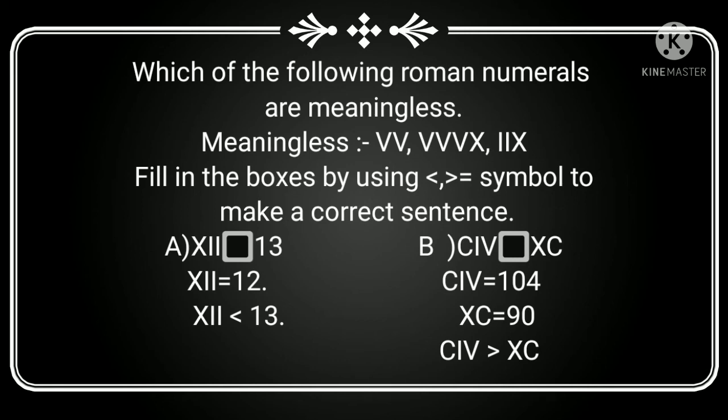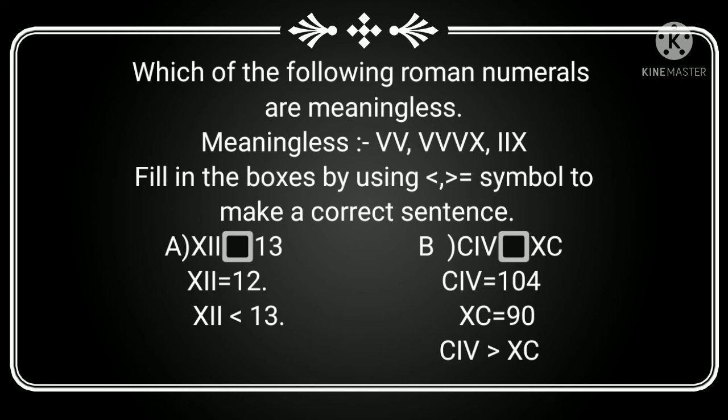Our next question about the Roman numerals: fill in the boxes by using less than, greater than or equal to symbols to make correct sentences. X double I blank 13. X double I is equal to 12, and 12 is less than 13, so X double I is less than 13. Same way CIV and XC.